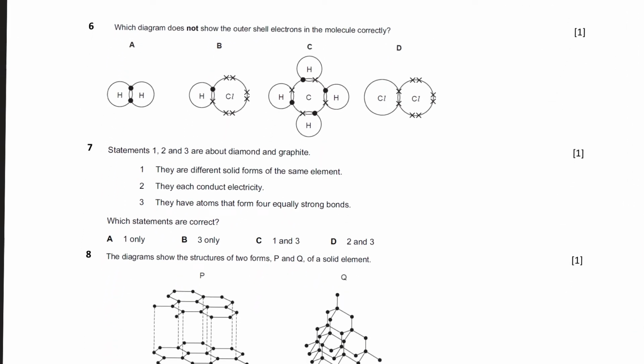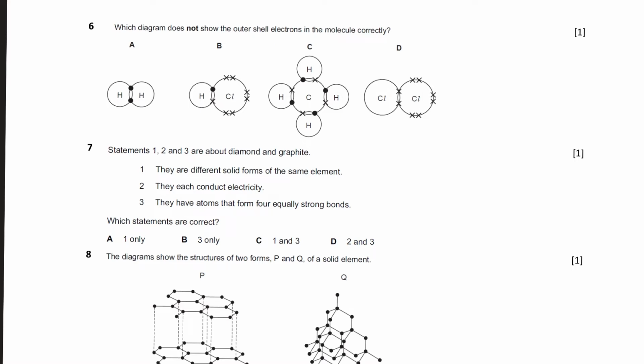All right. Question number 6. Which diagram does not show the outer shell electrons in the molecule correctly? Now what you have to remember for this is that while atoms share electrons, there are some electrons that are not shared, and we call them lone pairs, and they are important.